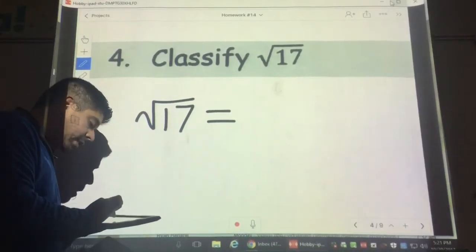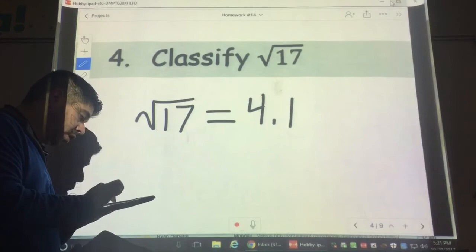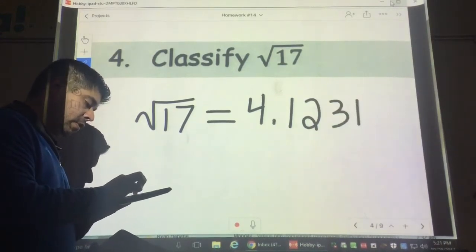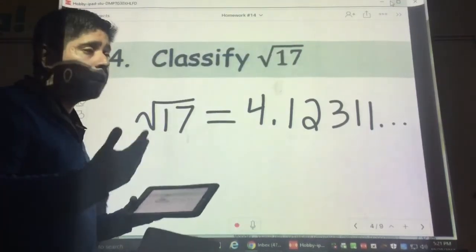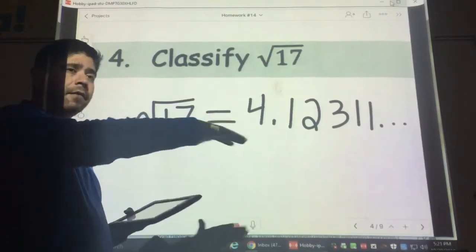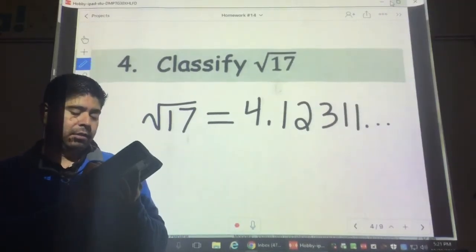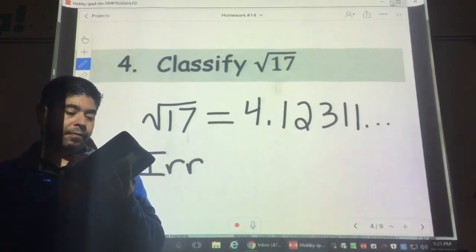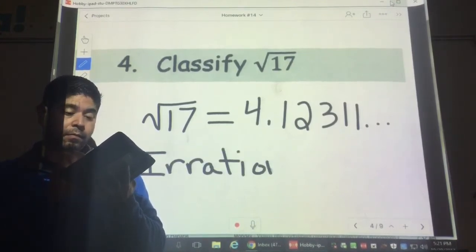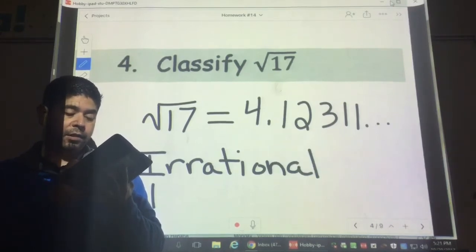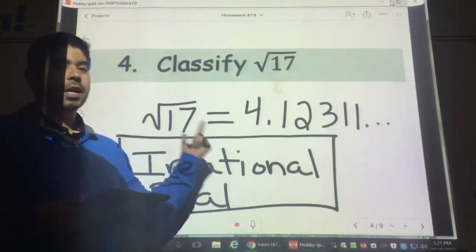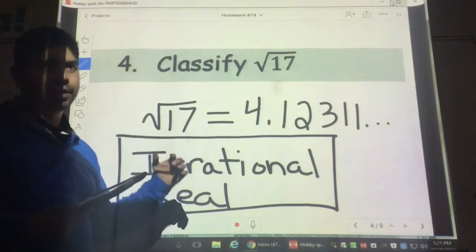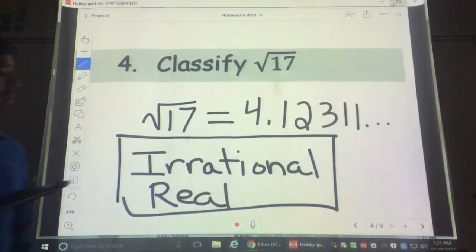So this is 4.12311, and then I'm going to put dot, dot, dot, because it will just keep going on and on and on. So if it keeps going on and on and on, it does not repeat, and it goes on forever, we know that that is an irrational number. It's also a real number because, I mean, all numbers are real numbers. Okay? But it can't be a natural, it can't be a whole number, it can't be an integer, and it can't be rational. So, irrational and a real number.